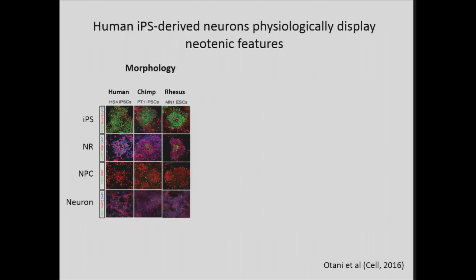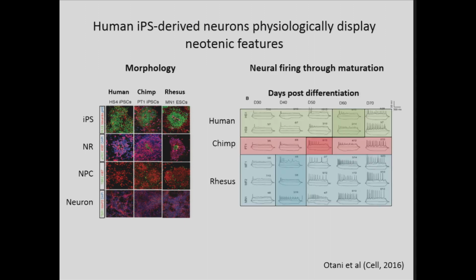Recently, she's collaborated with the Otani group, and they came out with this paper this year in Cell, where they took those iPS cells and they converted them into neurons. So as we move down, we have iPS at the top, some intermediate populations, the neural progenitor cells that I told you about, and then neurons. And they looked at these in human, chimp, and rhesus. And they then took the physiological recordings of these neurons. So they stuck a little pipette into the neurons and asked how they're spiking. And that's what we see here.